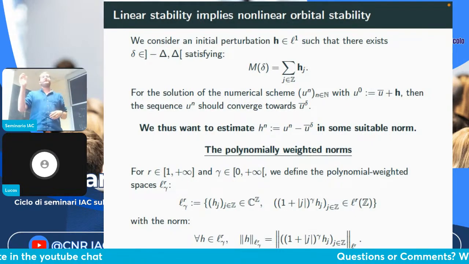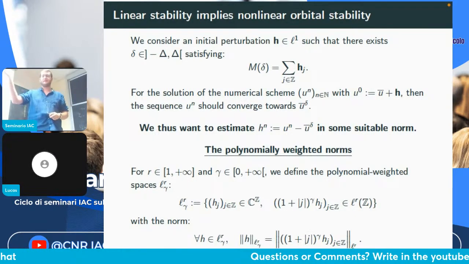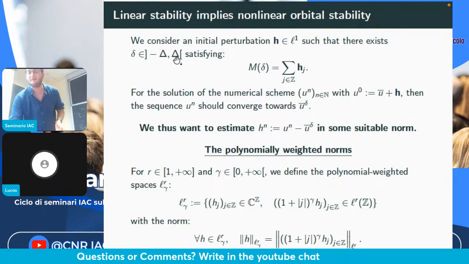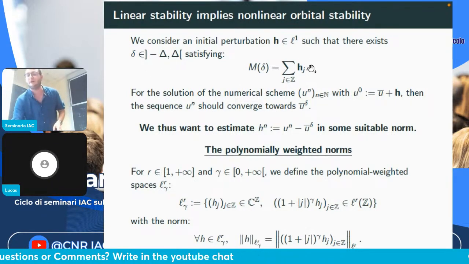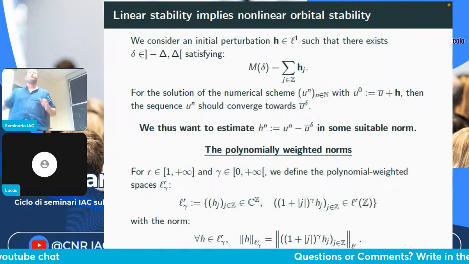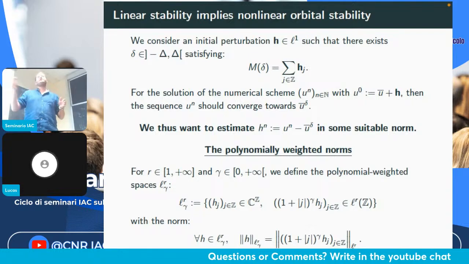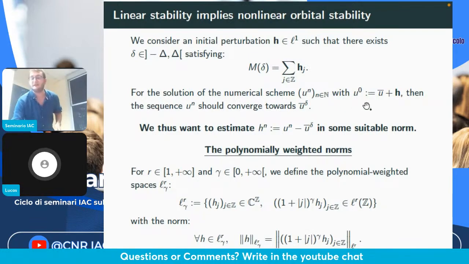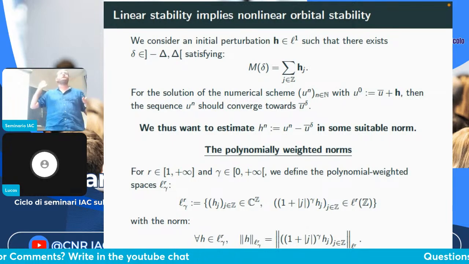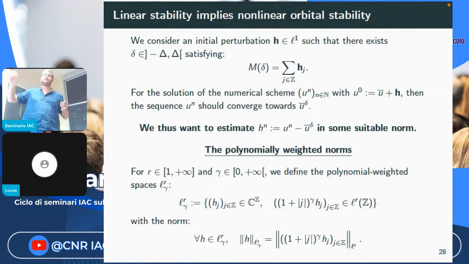So if I consider an initial perturbation in L1, let's say, and that there exists some delta such that this equality here, m delta is equal to the mass of the initial perturbation, is verified, what I hope for is that the solution of my numerical scheme initialized by the discrete shock profile plus my initial perturbation should converge back towards the discrete shock profile associated to the delta that is defined by this equality.